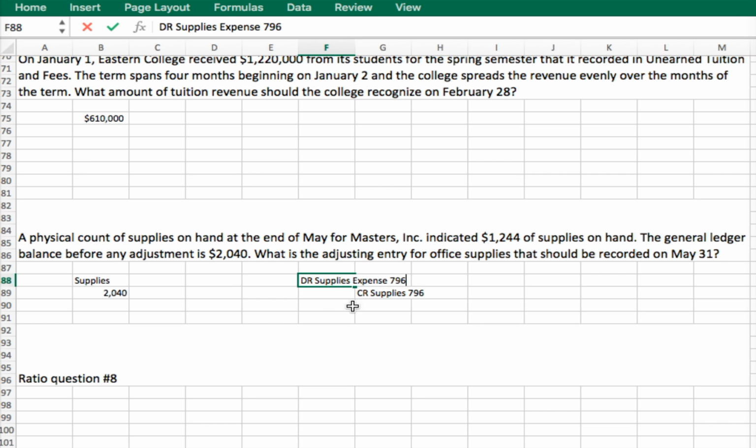796. So if you do this journal entry, that effect on the supplies T-chart, crediting 796, will give us what we want, an ending balance that's accurately reflecting what we counted, 1,244. Any questions on that one?